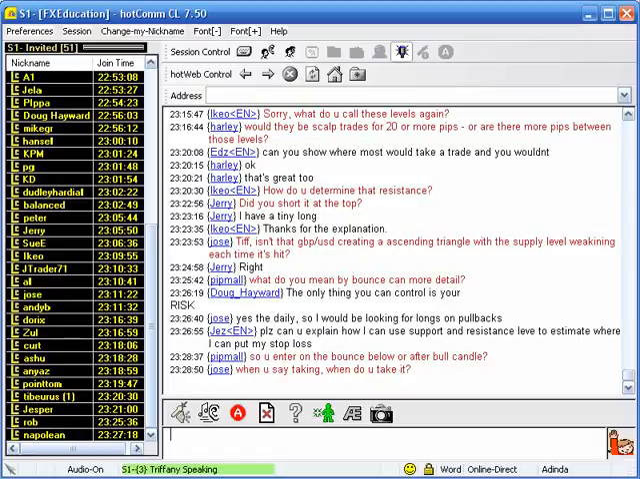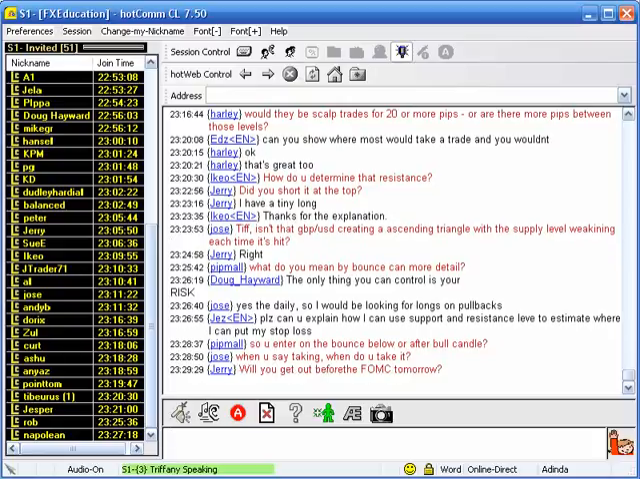Doug Hayward says the only thing you can control is your risk. Absolutely 10,000 times correct. I agree with you a million times over. We can't ever know for sure what the market's going to do. We can't ever know for sure what the news announcements are going to be. We can't ever know for sure when the next SARS or swine flu or hurricane or terrorist attack or whatever is going to move the market and make the market fearful, because all of those things are true, right? All of those things affect the market.